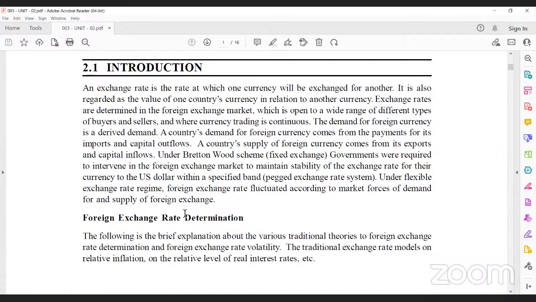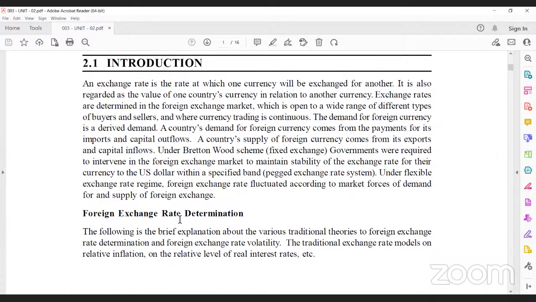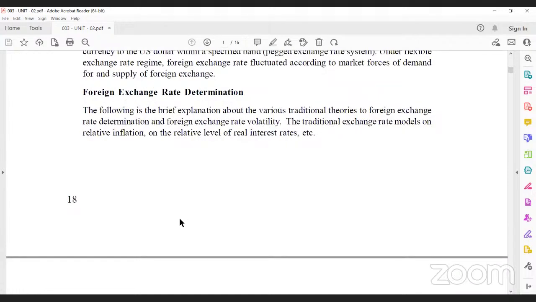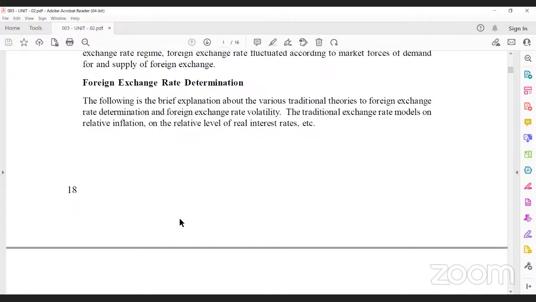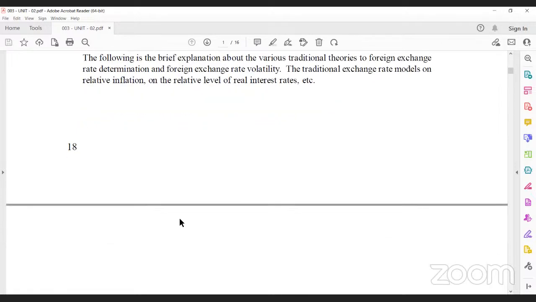Foreign exchange rates always fluctuate according to market forces of demand and supply, either increasing or decreasing. How are these foreign exchange rates determined? The traditional exchange rate models rely on relative inflation, on the relative level of real interest rates, etc.